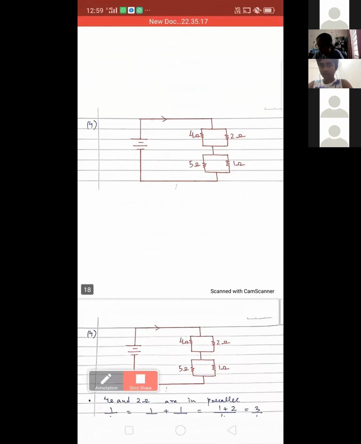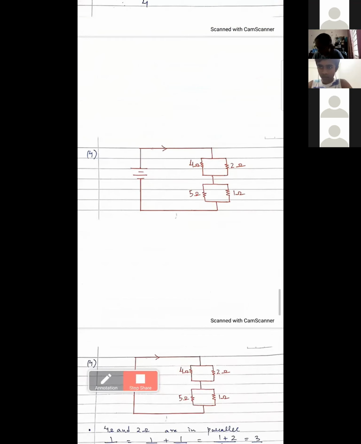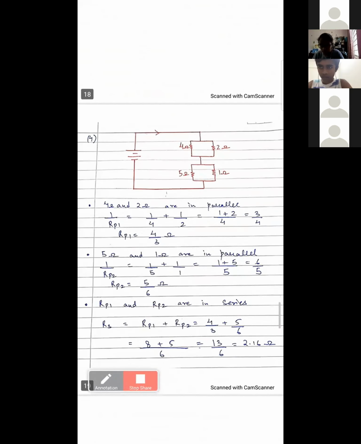It's 13 by 6. You can see 4 into 4 by 3. You have to find the answer in terms of decimal. For the parallel combination, 3 parallel 4 comes out to be 4 by 3, and the other parallel combination comes out to be 5 by 6. Then add them up. You're getting 13 by 6, that's 2.16 ohms.